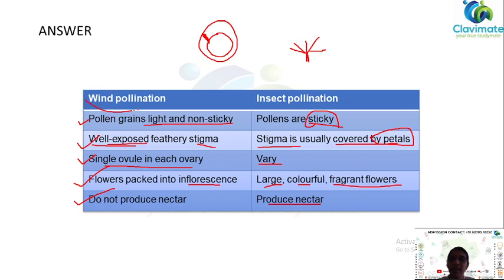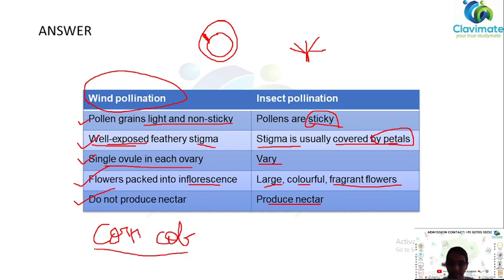So the main example for wind pollinated thing is the corn cob. So you have the corn, the corn that we eat. Okay, so this is the corn cob. This is the example for wind pollinating flowers. Insect pollination is you have flowers such as hibiscus, etc.